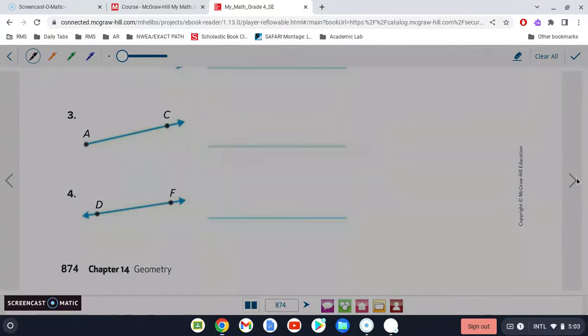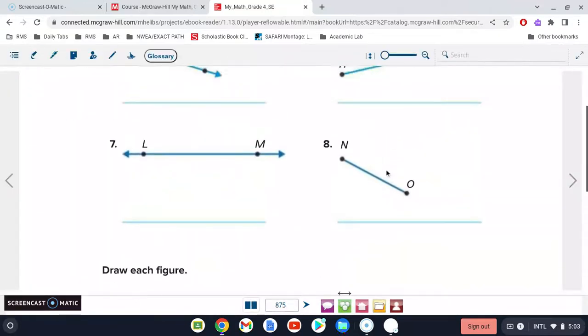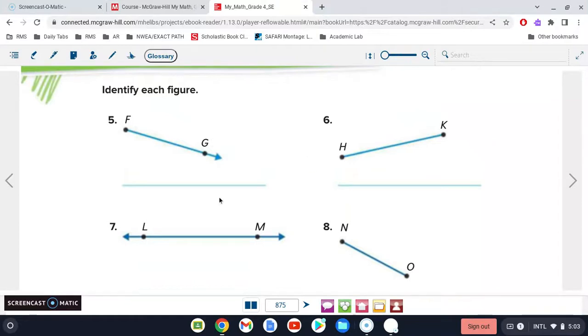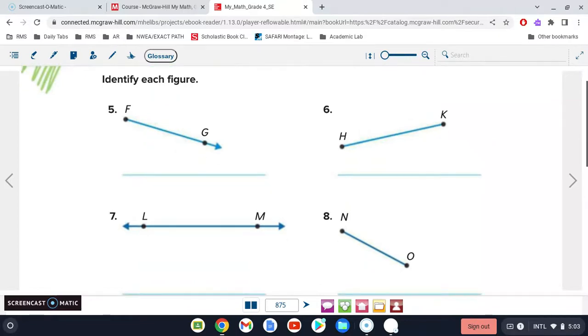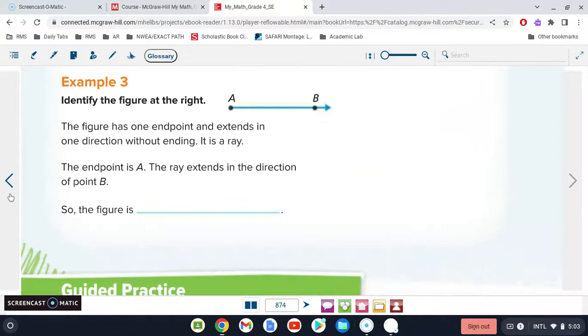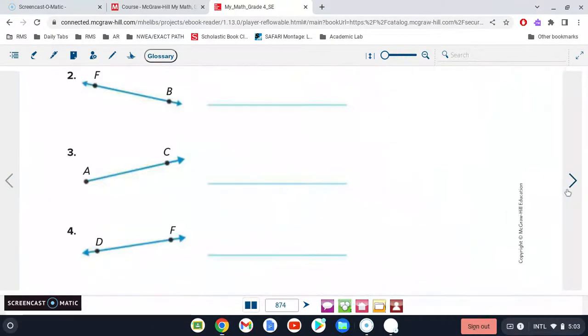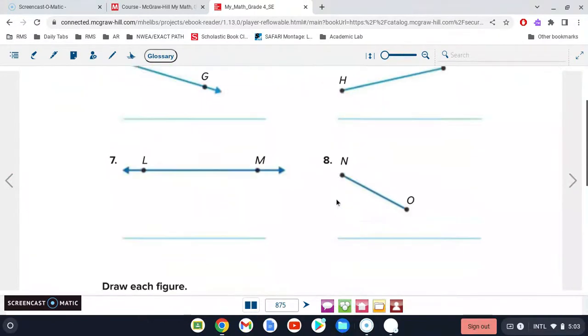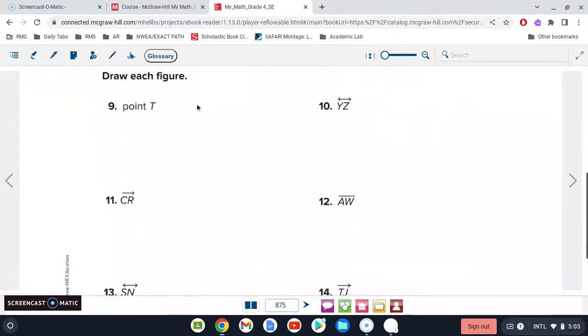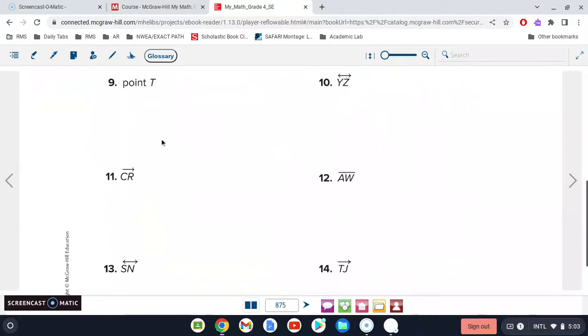Okay, next page. So the top is just like we did. You either call them lines, line segments, rays, or you can abbreviate them. Use the poster on the board, or you can go back to page 873 for your examples. And then you need to do numbers 5 through 8. And then let's look at number 9 through 14. So you have to draw these. So number 9 is just a point. So point T, and then you label it T.